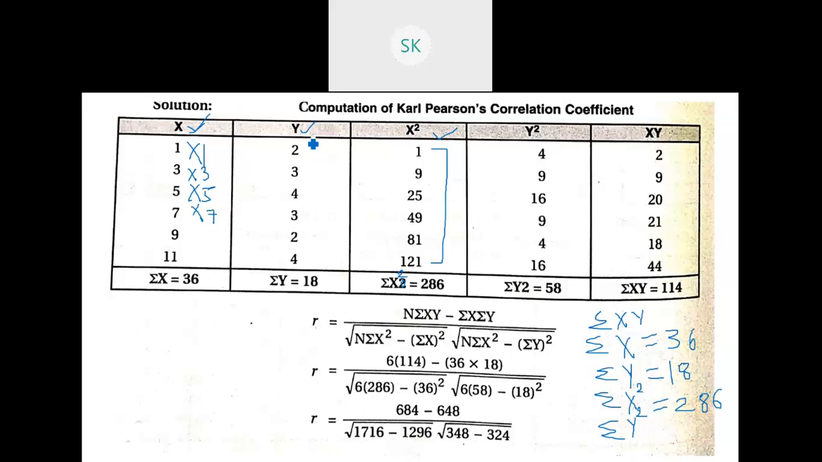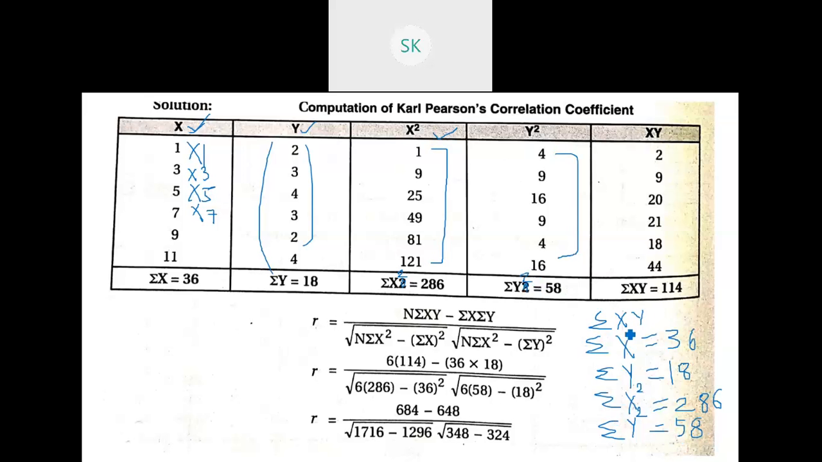Next, we are going to square the y's given in the problem. So y square, we are going to square this complete column. The total of y square is 58. Okay, I got another value also, which is 58.